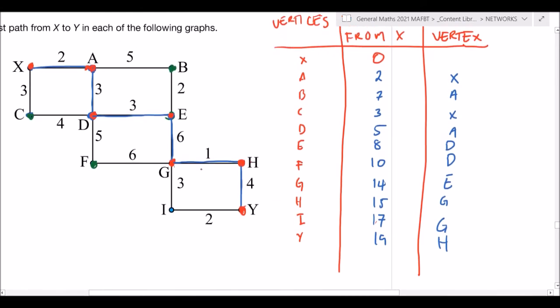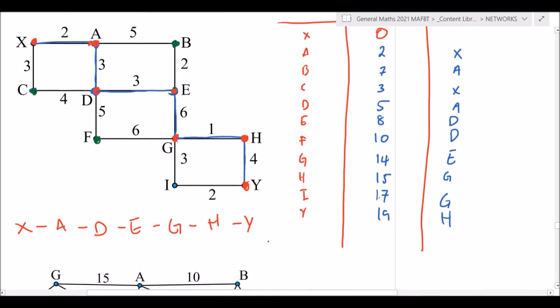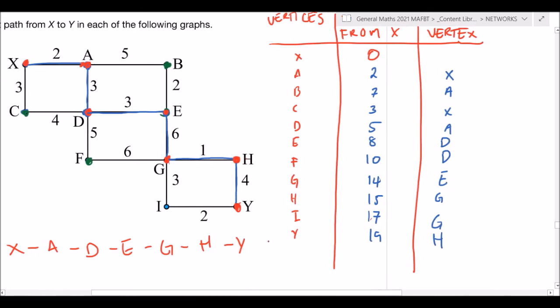Now, technically, the information I've got here will give you enough to give you the answer, and you need to obviously write down the path of X, A, D, E, G, H, and then Y, and then give me the total weight for that. And the total weight for it was 19, right? So the total weight is 19. However, you can actually find the path that you should take based on these, which is what I mentioned earlier.